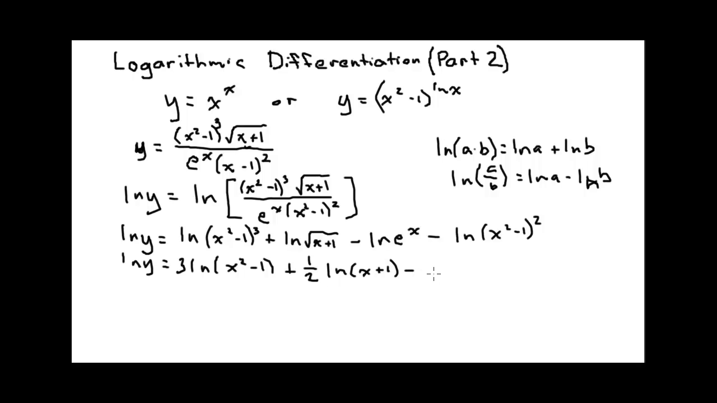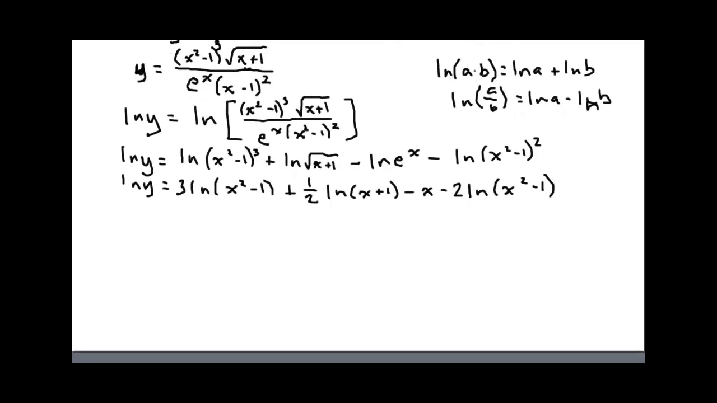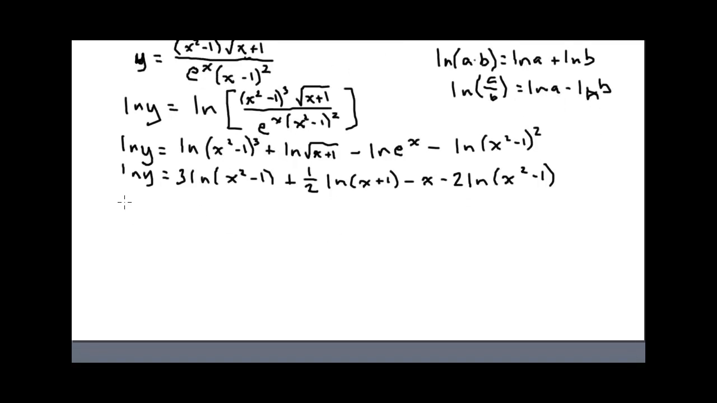Minus ln e to the x. Ooh, nice ln property there. What is ln e to the x? So hopefully you know that that's equal to x. And minus, again, the 2 can come down. Just going to move everything down there. And now I'm going to take the derivative of both sides. I'm not going to write that I'm doing it. I'm just going to do it.